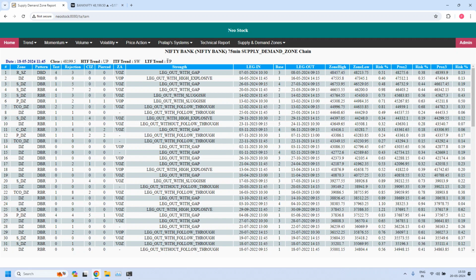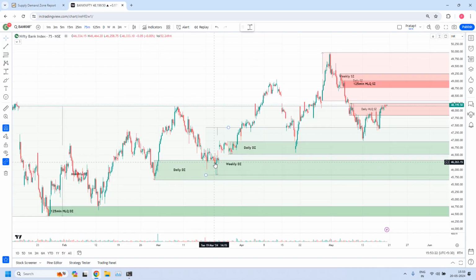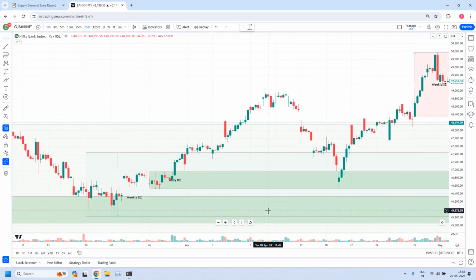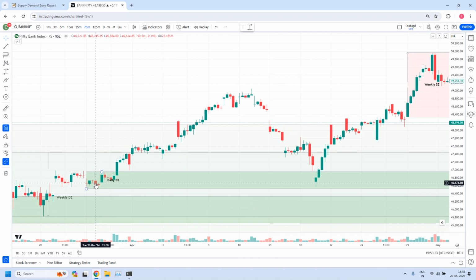Now the 75 minutes trend has changed to uptrend. We have an immediate high liquidity demand zone available in the 75 minutes time frame. That is on 26th March, 9:15. After that, 4 base candles. March 9:15, this is the one.